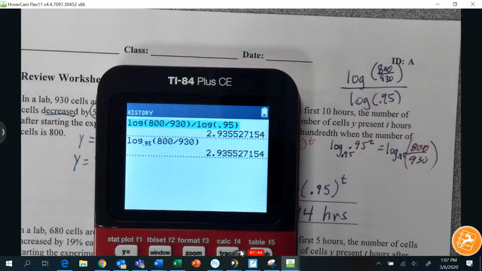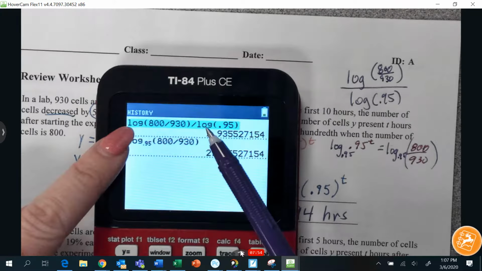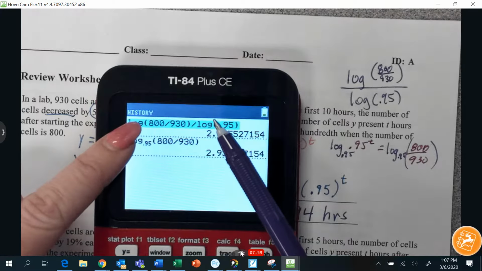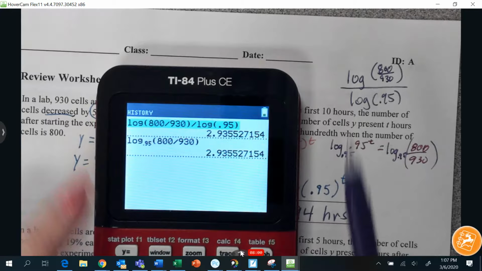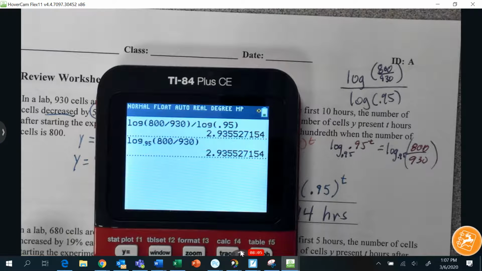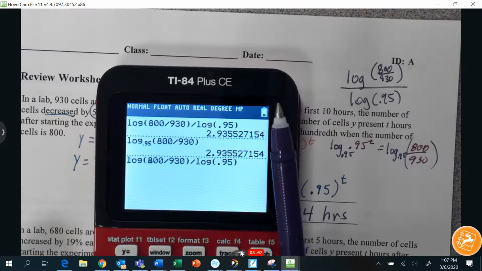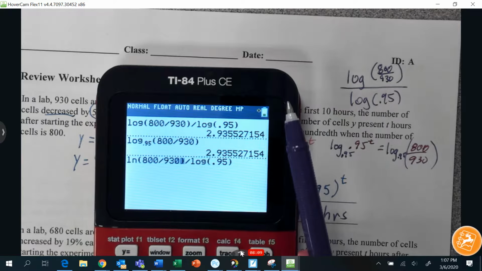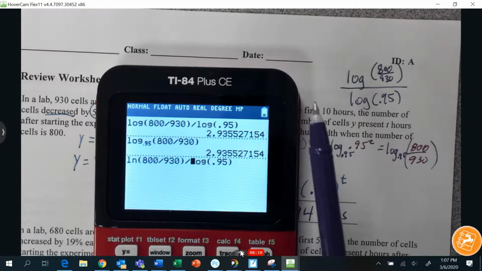I'm typing it in a different way. You can't put it in a little thing if you're doing it this way. For the top one, the base is 10. I know this is crazy and time wasting, but instead of doing log, I could also type in ln for both of these, and it still does it.